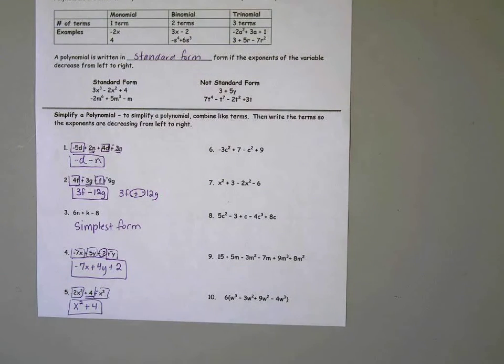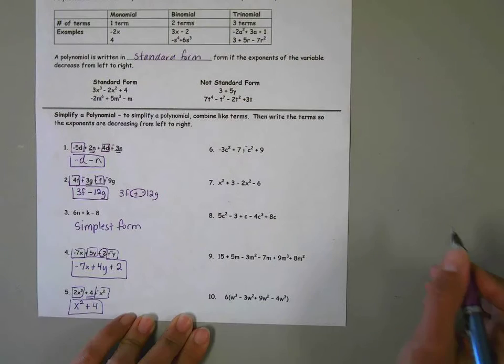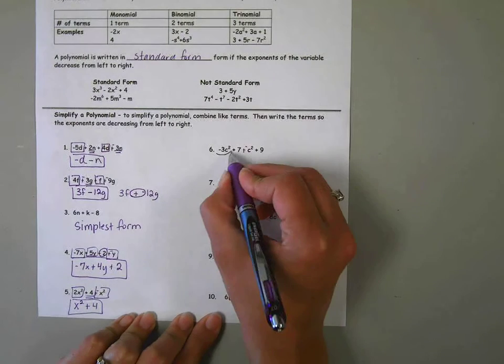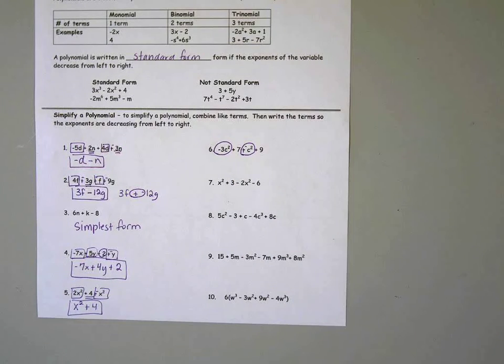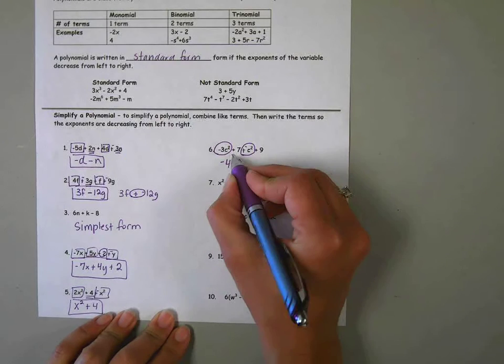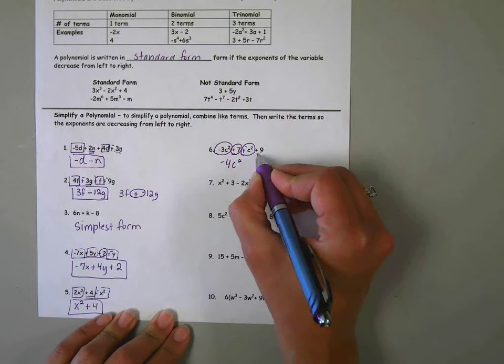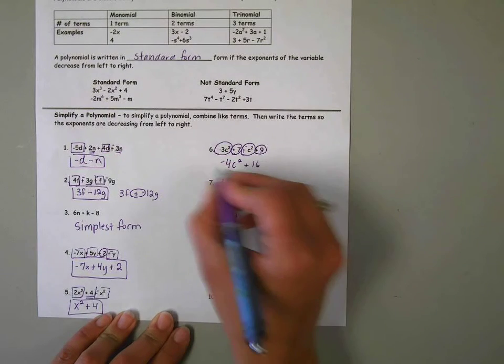Okay, number 6, negative 3c squared plus 7 minus c squared plus 9. So I'm going to change my minus c squared to the additive inverse. Going to combine the negative 3c squared plus the negative c squared. So a negative 3 plus a negative 1 is a negative 4c squared. And then positive 7 plus a positive 9 is 16.